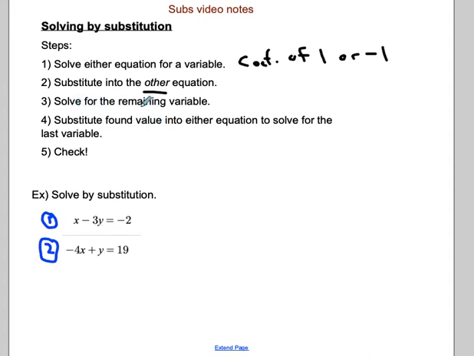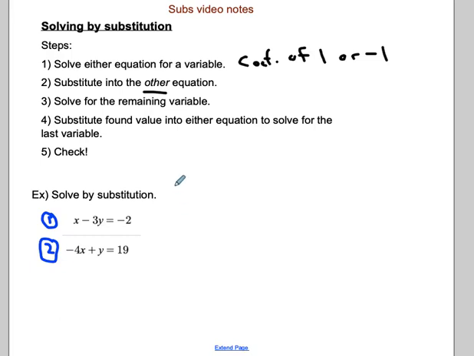Once you do that, you'll have just one variable left, so you have to combine like terms and solve for that variable. Once you find what that variable is, then you can plug it into either equation. Here it doesn't matter which. The only time it matters is when you substitute. Once you find that value, you plug it in and figure out what the last variable is. And then, of course, you should always chickadee check. So: solve, sub, solve. That's kind of the steps here.